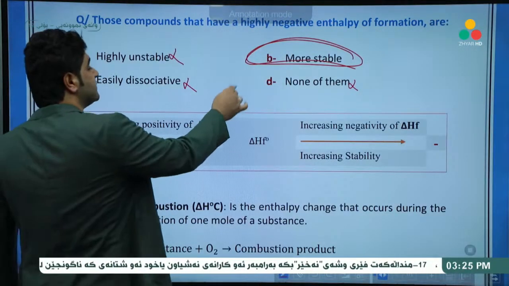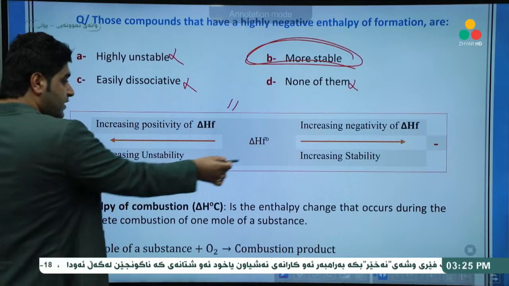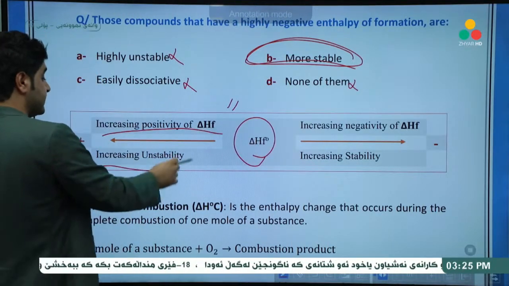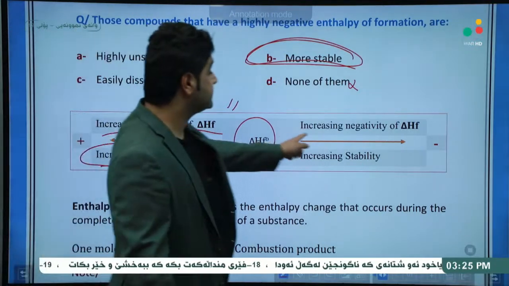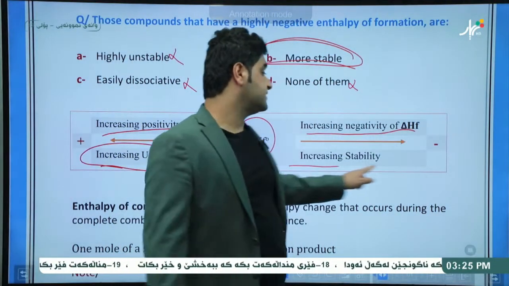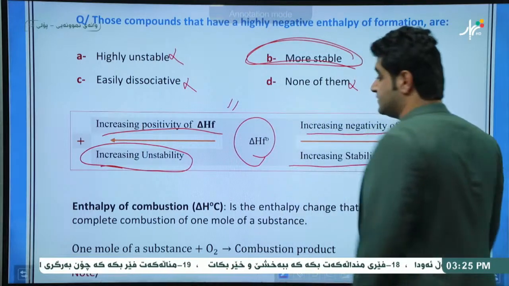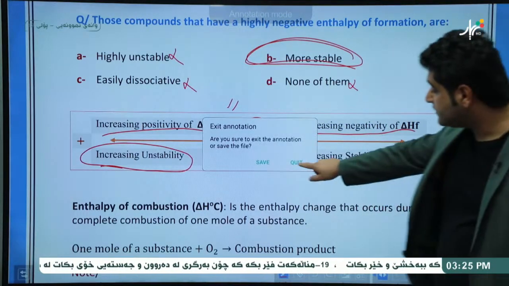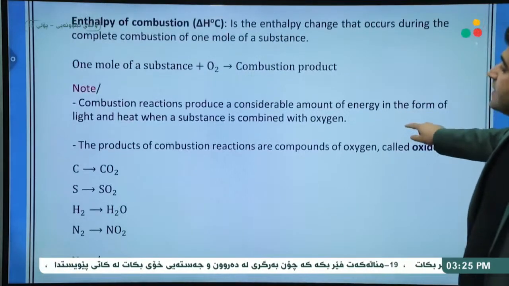So with this picture, I'll repeat to you. Here, enthalpy of formation, increasing positivity, so increasing instability, increasing negativity, increasing stability. So that's the figure of those explanation from the previous slide.